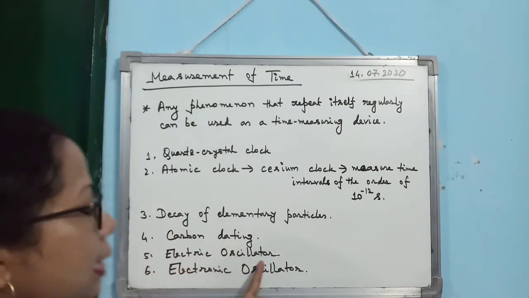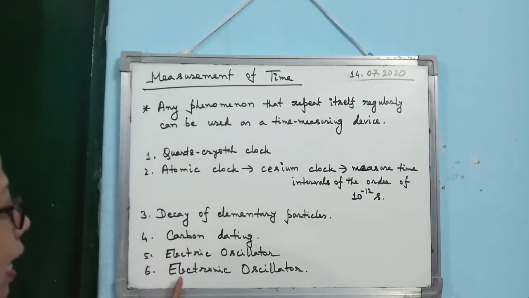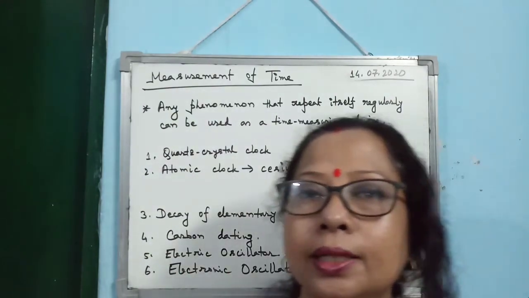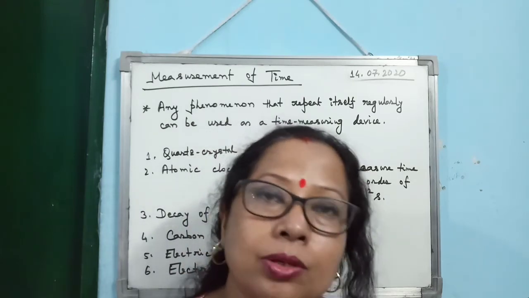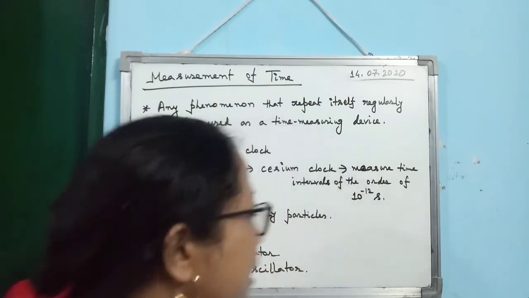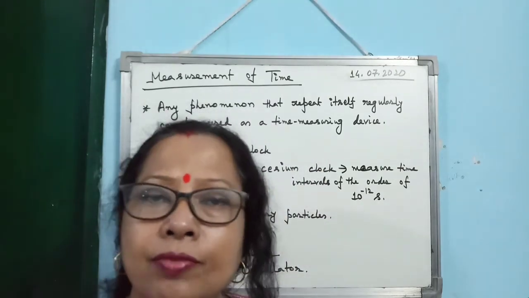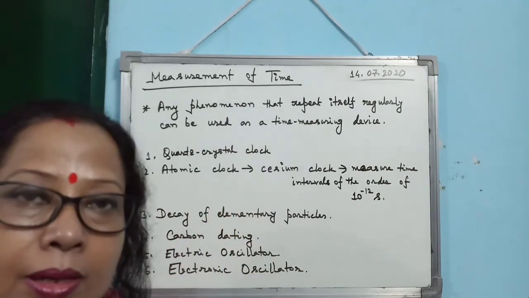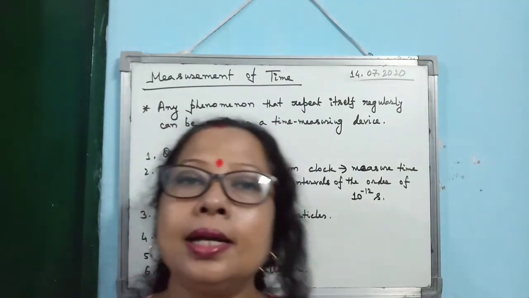Then by using the electronic oscillator also you can find out small time intervals. In this case we are using semiconductor devices, and in the semiconductor devices an electromagnetic wave of high frequency is produced, and by using the electronic oscillator you can measure very small time intervals. So these are a few examples of devices or processes by which you can measure the time interval.